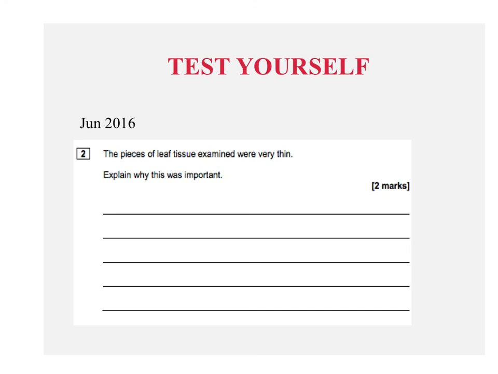Second question. The pieces of leaf tissue examined were very thin. Explain why this is important. So think back to the stem that you were given. It told you the fact that she's put them on a slide and she's using an optical microscope to look at them. Why is it important that the leaf tissue is thin?